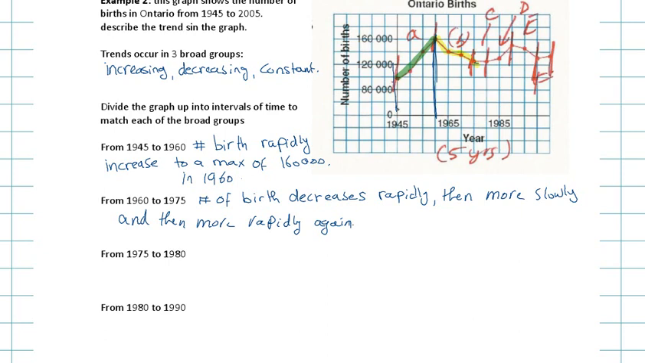How about between 1975 and 1980? Constant, right? There's no decrease or increase in the number of births. So the number of births is constant. I have no change.